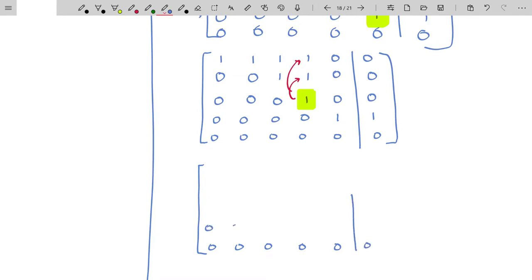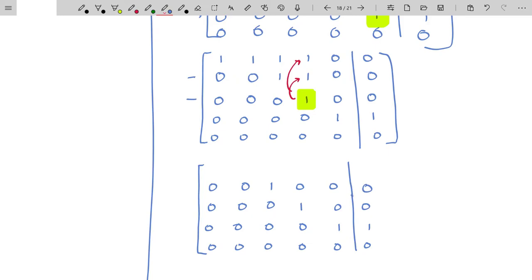Row 4 does not change. Row 3 actually does not change either. Row 2 will change. You're going to take the opposite of row 3 and add it to row 2. So that's 0 plus 0, 0 plus 0, 0 plus 1, negative 1 plus 1, 0 plus 0, and 0 plus 0.